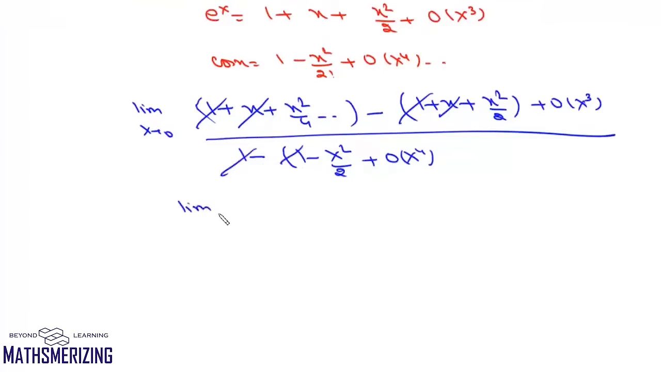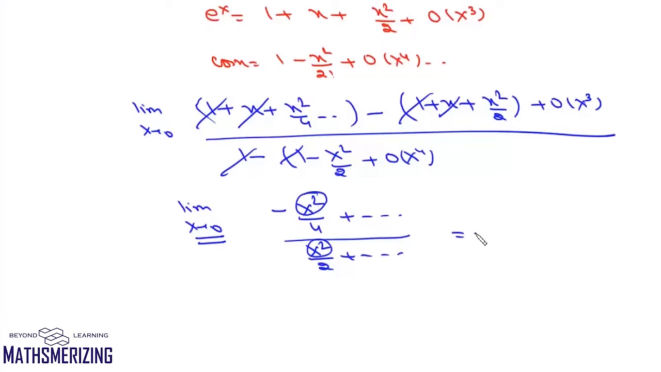We'll write limit x tends to 0. Now this is x square upon 4 minus x square upon 2, so it will be minus x square upon 4 plus other higher powers of x, and in the denominator it will be x square upon 2 and other higher powers of x. Now this is limit x tends to 0. So the lowest power in the numerator is same as the lowest power in the denominator. So the answer to this limit will be simply minus 1 by 4 upon 1 by 2, which is minus 1 by 2. So the value of this limit is minus 1 by 2.